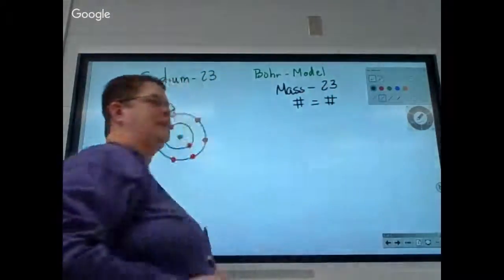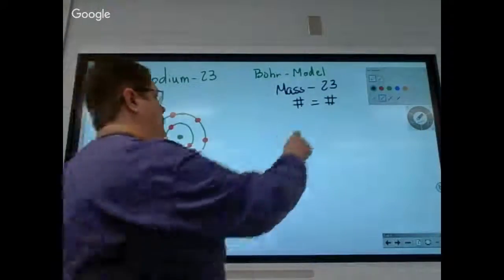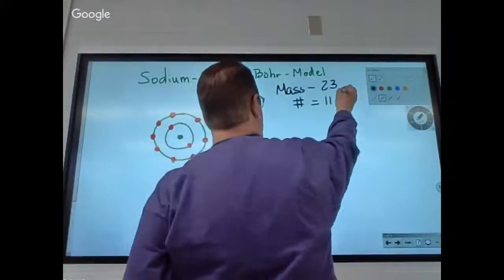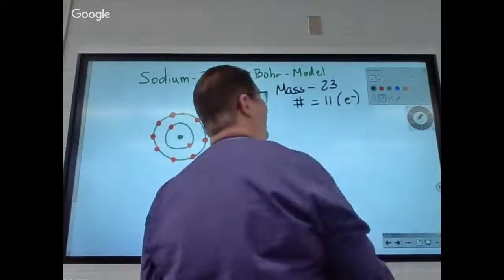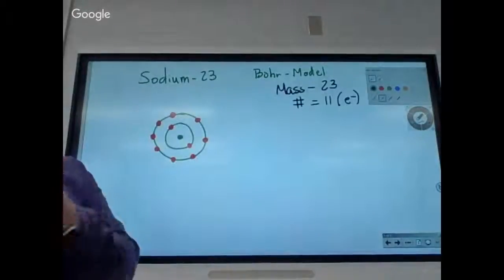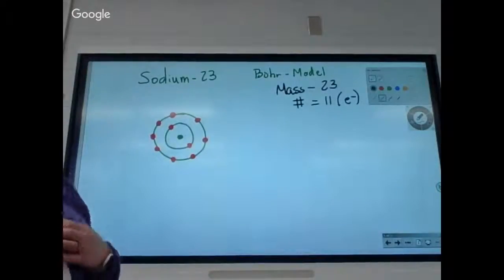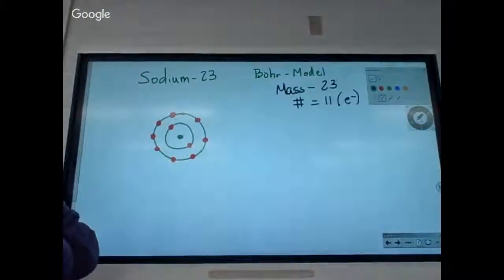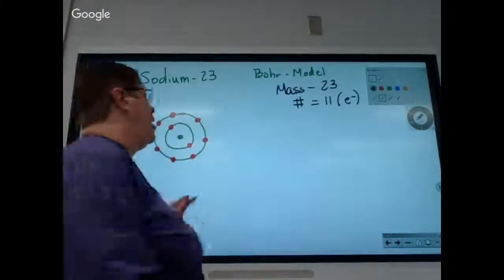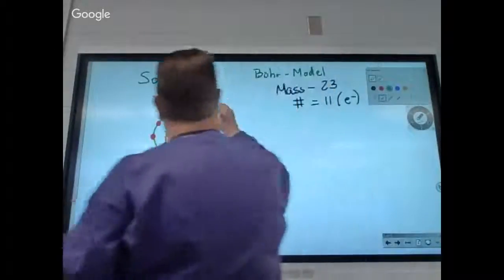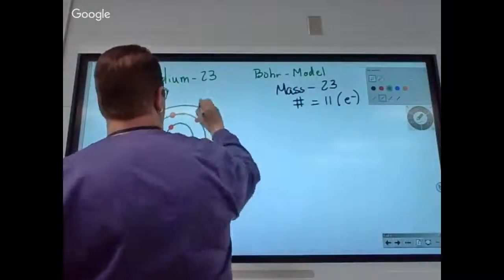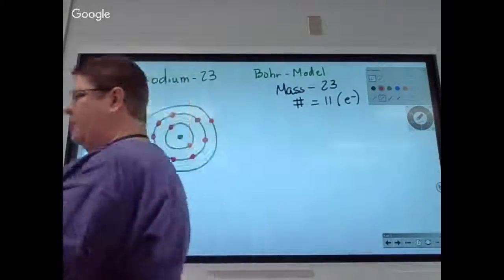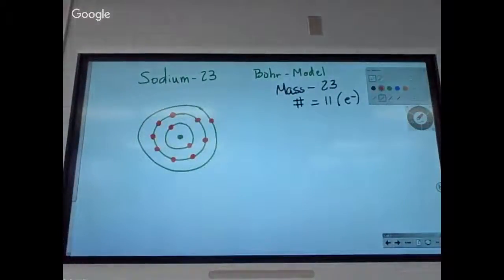So which one tells the electrons? 11. All right. So the electrons are the 11. The mass tells the protons and neutrons together. Okay. So how many electrons have I drawn in thus far? I've drawn in 10. So on my third ring, I only need how many more to get to 11? I only need one more. It's the nucleus. I told you I was just going to draw a dot because I don't care how many protons and neutrons there are.